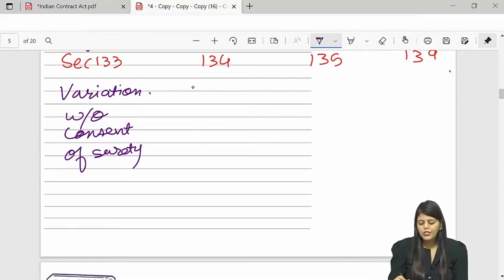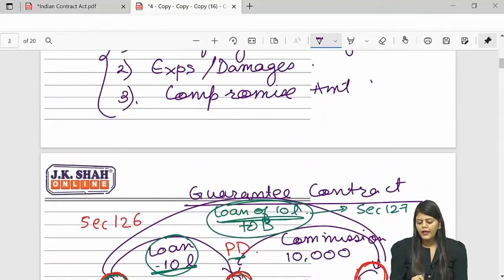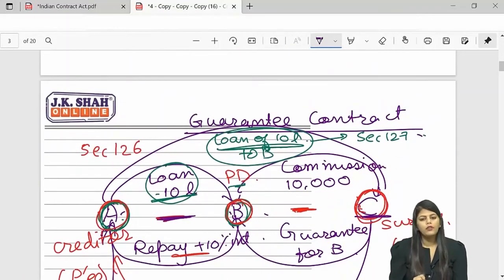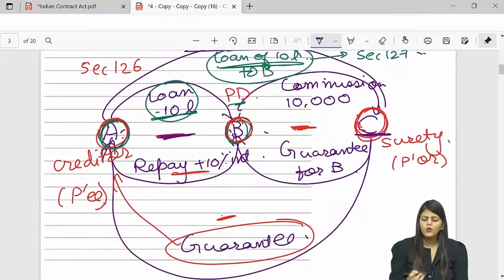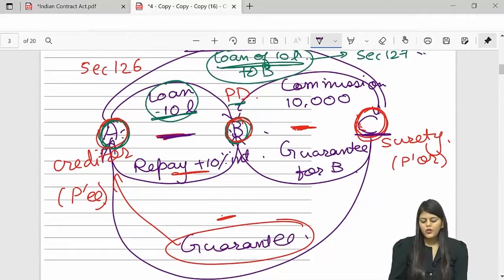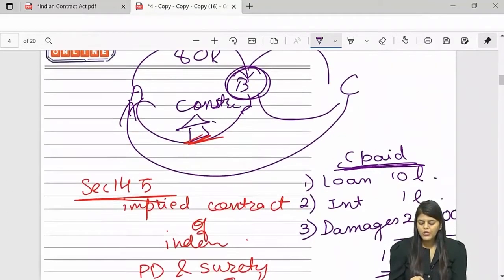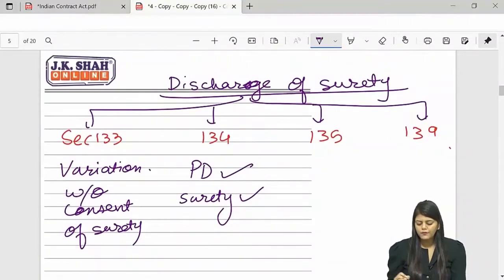Section 134 says, if the principal debtor is discharged, the surety is automatically discharged. For example, this fellow A, he waived off the entire loan. He told B, don't pay anything, it's okay, I waived off the loan. So tell me, will B pay? No. Will C pay like an idiot? No. So if you discharge the principal debtor, the surety is also automatically discharged. So PD is discharged, surety is discharged.